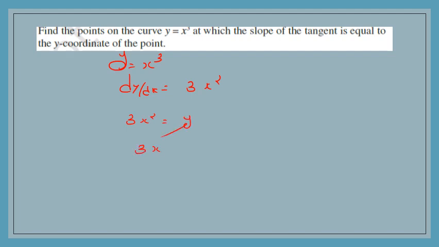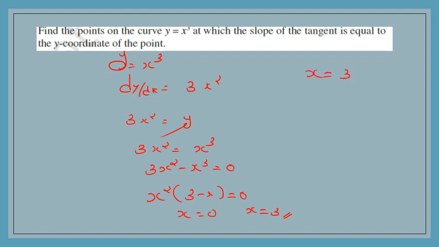Actually, y is what? x cube. 3x squared is equal to x cube. So 3x squared minus x cube is equal to 0. So x squared into 3 minus x is equal to 0. So you are getting x is equal to 0 or x is equal to 3. Now when x is equal to 3, y is equal to what? x cube, that is 3 cube. What is 3 cube? 27. Therefore point is 3 comma 27.